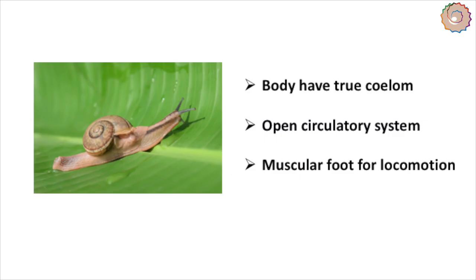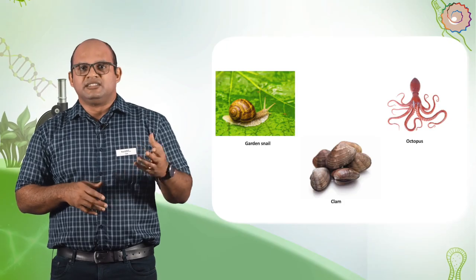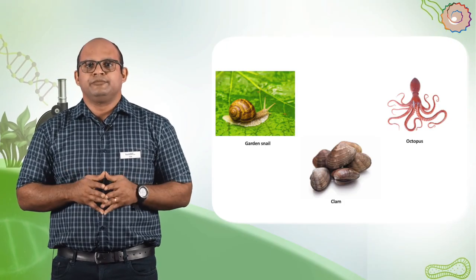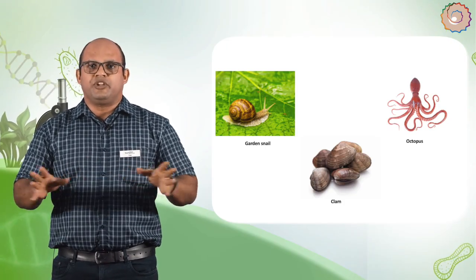Mollusca. The word mollusk means soft. These organisms have a very reduced but true coelom, an open circulatory system, and a muscular foot-like structure for locomotion. Common examples include garden snails, clams, and octopi. They have almost no segmentation.